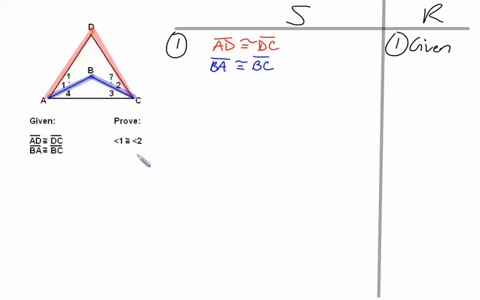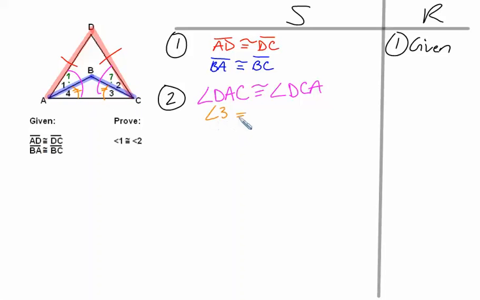First, because the red sides are congruent, because those 2 pieces of the triangle are congruent, if the sides are congruent in a single triangle, the angles across from those sides are also congruent. So in step number 2, based on what I've just colored in magenta, we're going to be able to say that angle DAC, the bottom left angle in its entirety, is congruent to angle DCA, the bottom right angle in its entirety. Also, because the two blue sides are congruent, we're going to be able to get that angles 3 and 4 have to be congruent as well.